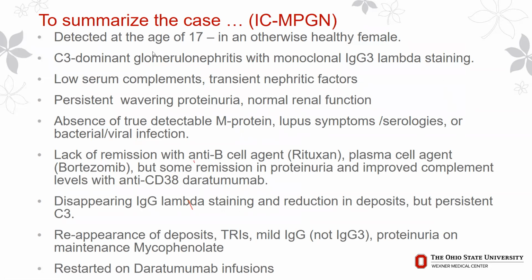So, to summarize, this unfortunate patient, the disease was first detected at the age of 17, technically still in the pediatric adolescent age group, in an otherwise healthy female, with no other autoimmune diathesis. It was a C3 dominant GN with monoclonal IgG3 lambda staining, with low serum complements, transient nephritic factors, wavering proteinuria up and down, but normal renal function for a long time. Never really had a true detectable M protein or any autoimmune serologies or an obvious bacterial infection. She did have an episode of COVID-19 infection sometime during her course.